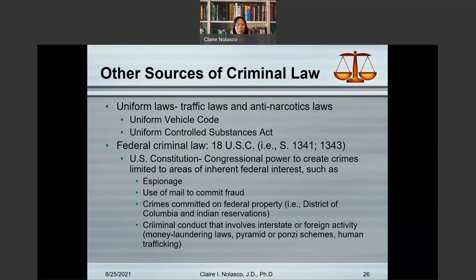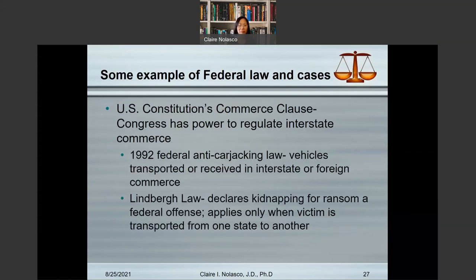1343. The U.S. Constitution provides that Congress has the power to create crimes limited to areas of inherent federal interest, such as espionage, use of mail to commit fraud, crimes committed on federal property such as District of Columbia and Indian reservations, and criminal conduct that involves interstate or foreign activity. Examples would be money laundering laws, pyramid or Ponzi schemes, and human trafficking. All of these crimes, all of these actions transcend state boundaries.